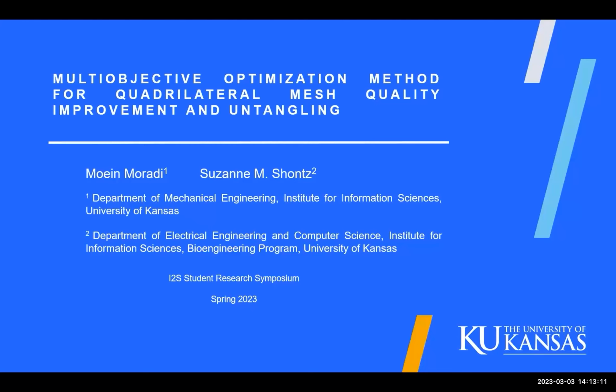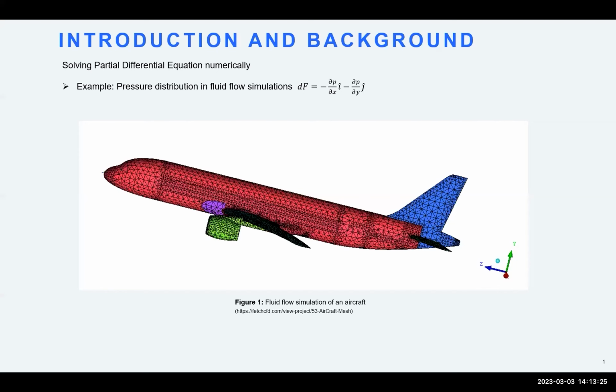My research is on using multi-objective optimization methods for mesh untangling and also mesh quality improvement for quadrilateral meshes, a specific type of meshes. So let's start with some definitions. What is a mesh?